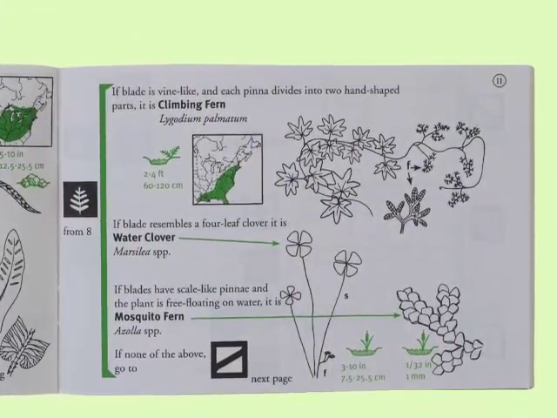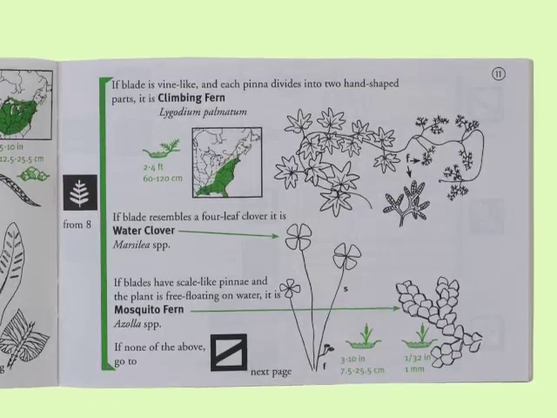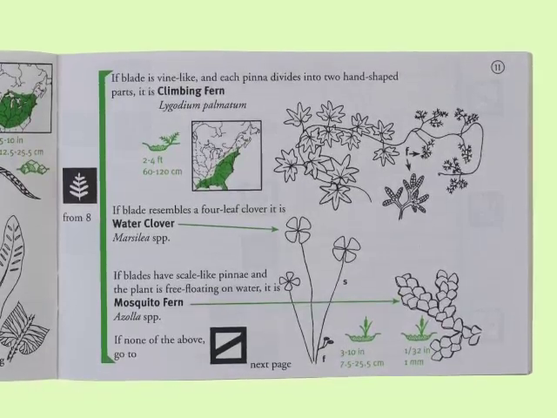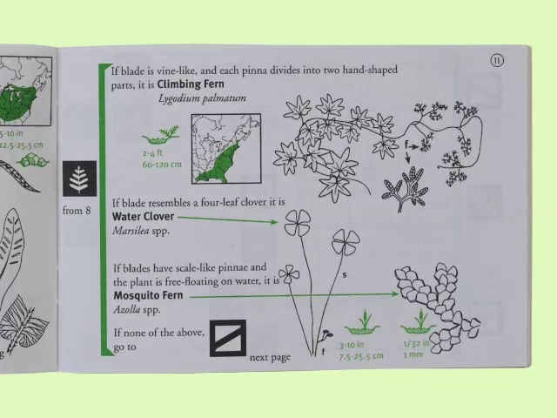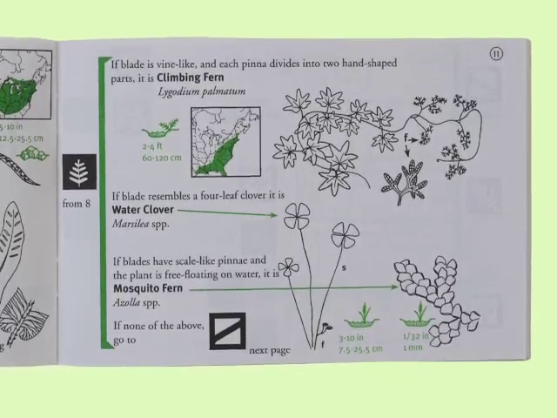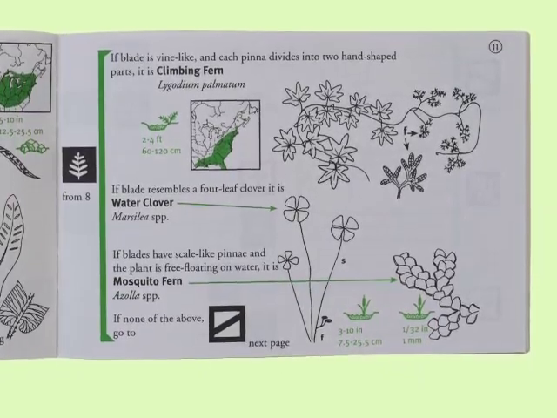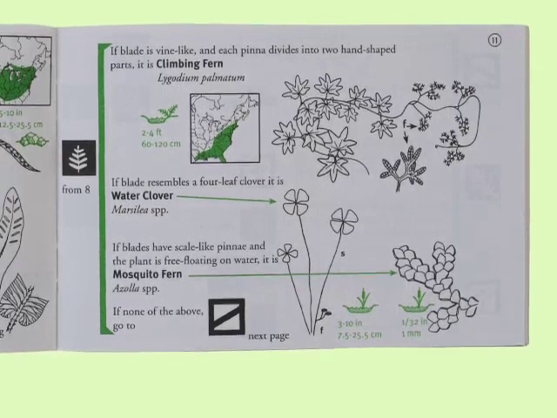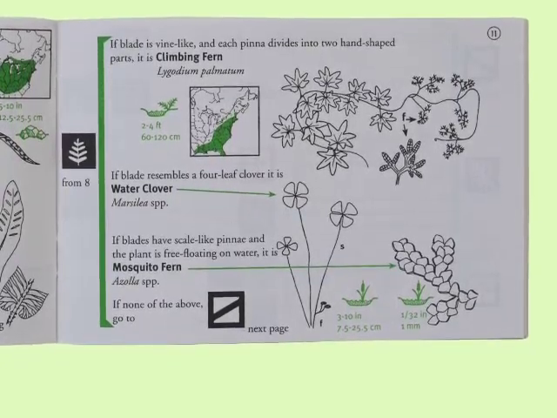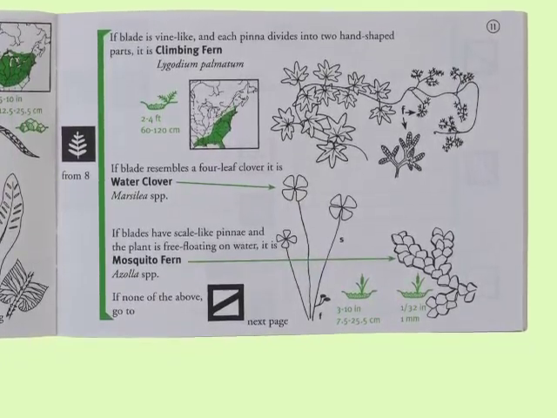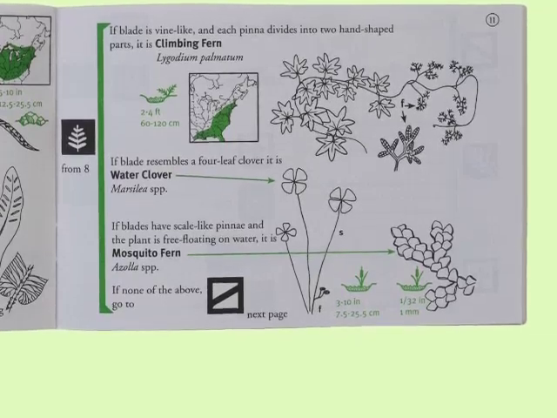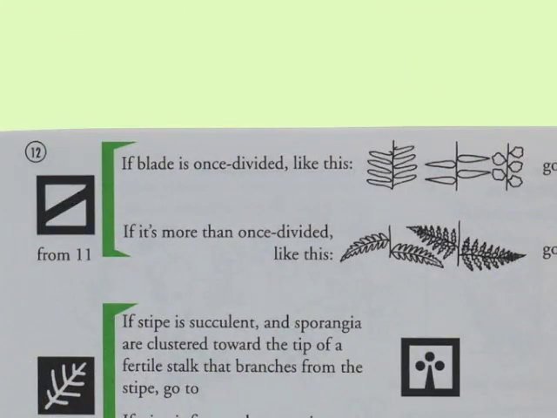There are four choices. If the blade is vine-like, it's not. If the blade resembles a four-leaf clover, it doesn't. If the blade is free-floating on water, nope. Or none of the above. And since this is none of the above, we go to the next page.